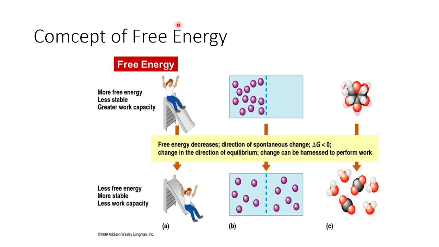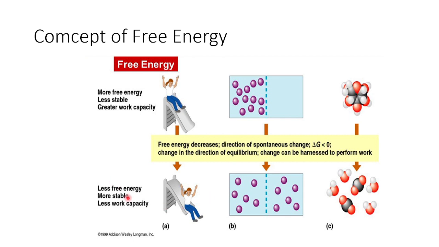Now the concept of free energy is that more free energy means less stable and greater work capacity. And you would be seeing that free energy decreases in the direction of spontaneous change. When delta G is less than 0, or has a negative value, the reaction is much more spontaneous. That is, imagine that from the reactant A to B, the delta G is negative, so the ability of product formation increases in that manner.